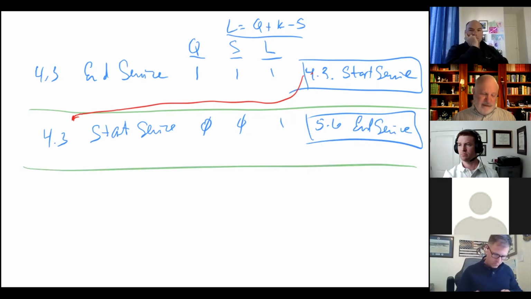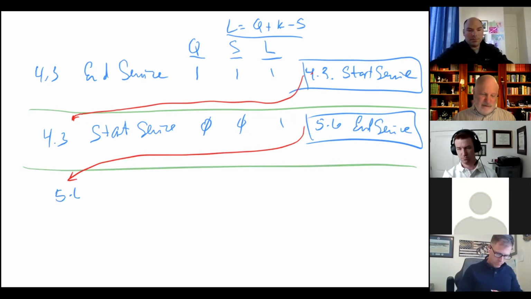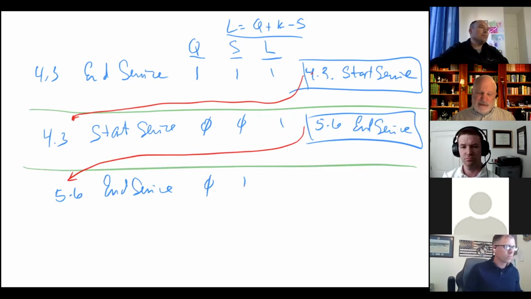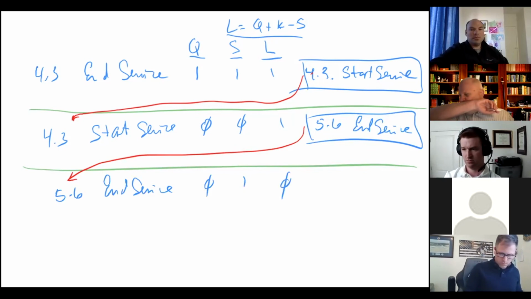And then finally, okay, what does an end service do? It increments S. L is now 0. And then at this point, because we ran out of arrivals, the event list is now empty. And so the event list is empty, we're done.